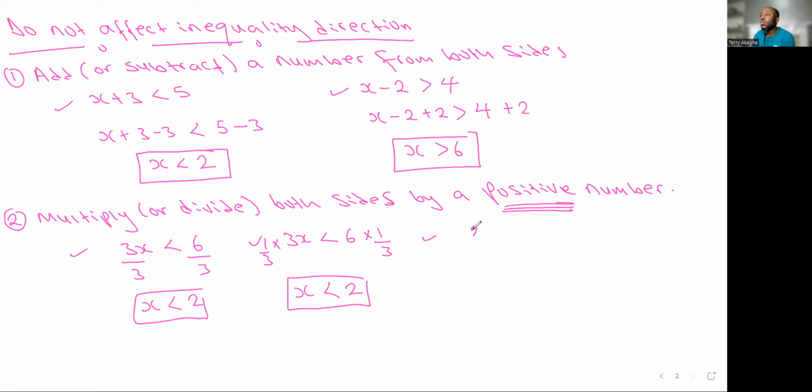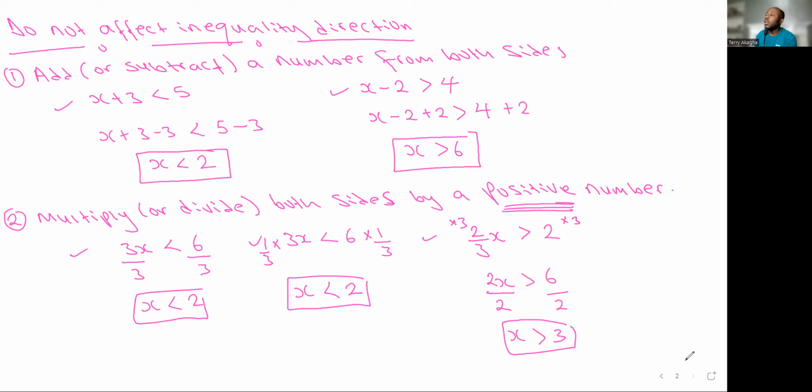Let's pick another one. Let's say we have 2 over 3 x is greater than 2. The first thing I'm going to do, I'll multiply both sides by 3, to give me 2x is greater than 6. Then, similarly, I'm going to either divide both sides by 2 or multiply both sides by half. If I divide both sides by 2, you will see x is going to be greater than 3. You can see in this case that the direction did not change.